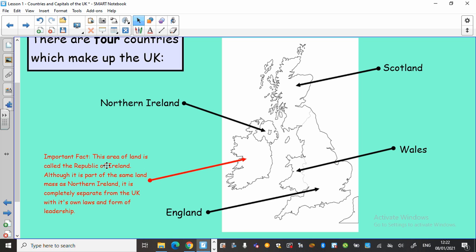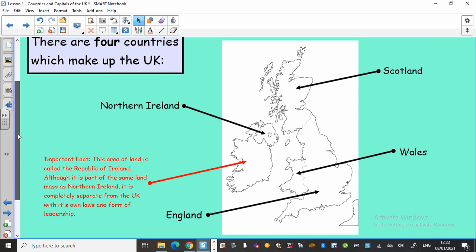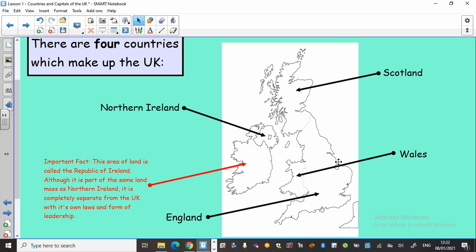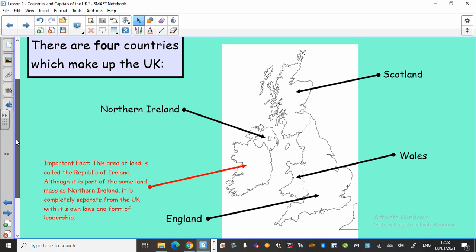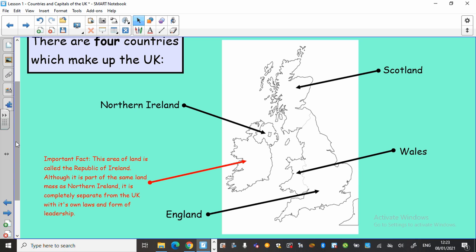But it's important to know that this area of land here is called the Republic of Ireland. So although it's part of the same landmass, it's part of the same piece of land as Northern Ireland, it's completely separate from the UK. It has its own laws, its own form of leadership, and they're not part of the United Kingdom. So really important to know that the Republic of Ireland exists, but we won't be talking about it from now on because it's not technically part of the United Kingdom. So those are our 4 countries: England, Wales, Scotland, Northern Ireland. Okay, so if you can remember that independently by yourself, you're already on bronze, which is amazing.